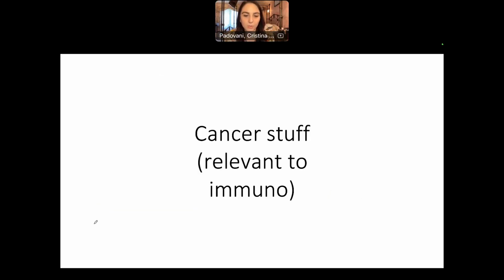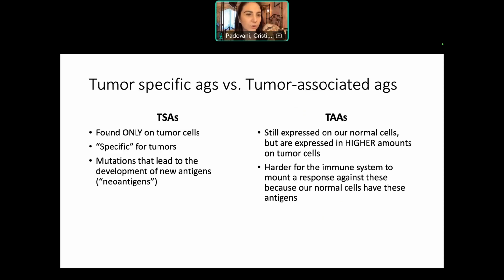Cool. All right. Cancer stuff relevant to immuno. So we'll talk about tumor-specific antigens versus tumor-associated antigens. Your tumor-specific antigens are found only on tumor cells. So they're specific for the tumor cell, right? Specific for tumors. These are mutations that lead to the development of new antigens on the cancer. So these are called neoantigens. Neo here just means new.